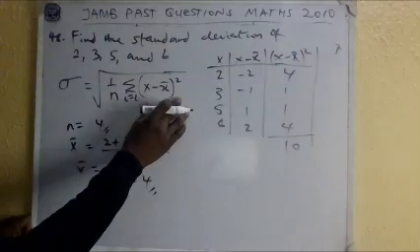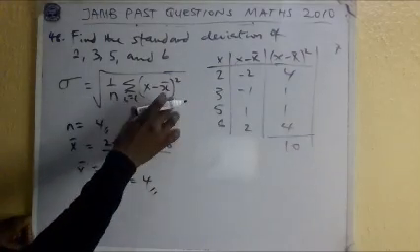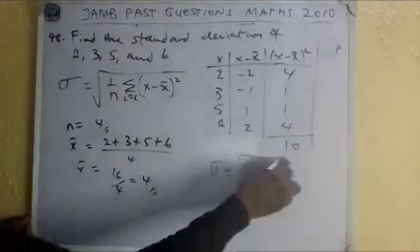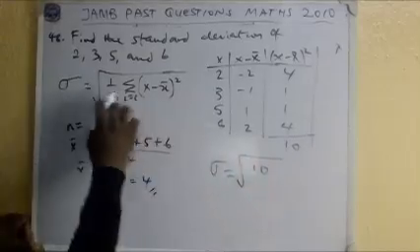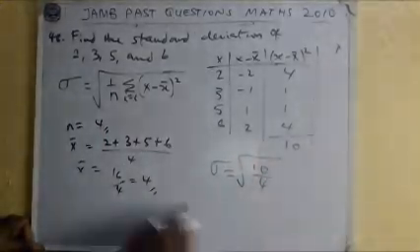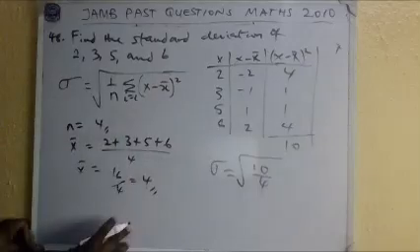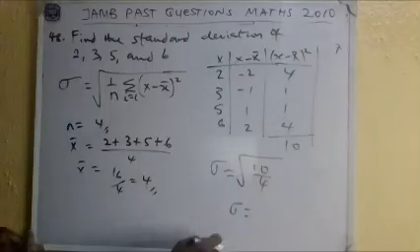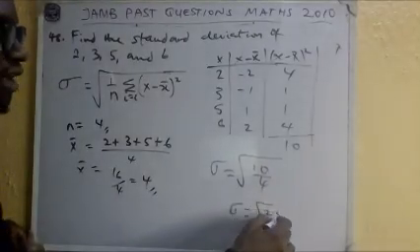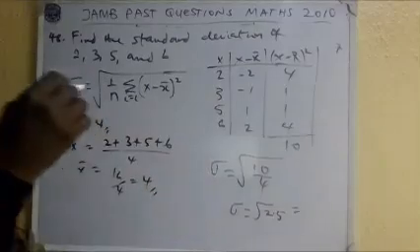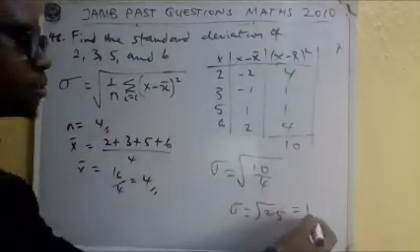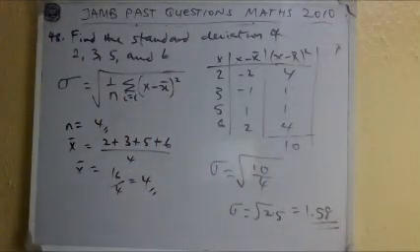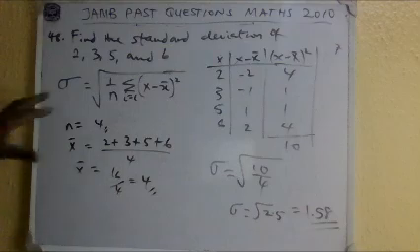You understand? So what I've done here, the standard deviation, is the square root of this 10 all over the number 4, because 4 is the number of terms. So the standard deviation is the square root of 2.5, which is 1.58. So this is the standard deviation. First of all, standard deviation is this formula.